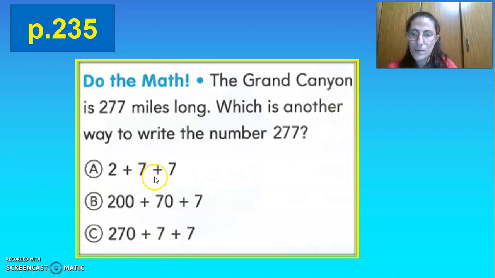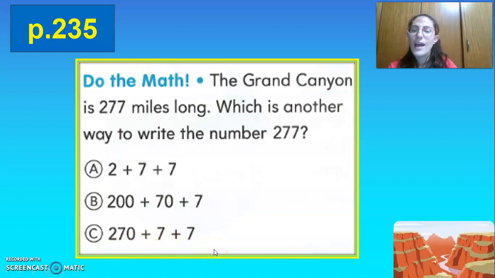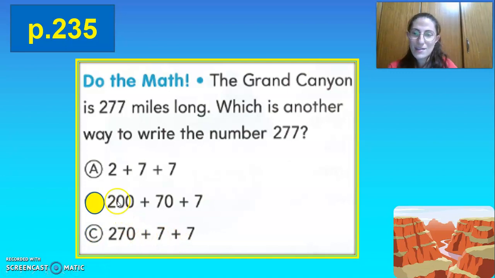Is it A, 2 plus 7 plus 7? B, 200 plus 70 plus 7? C, 270 plus 7 plus 7? Excellent, it is B, 200 plus 70 plus 7. As we said, it is 277. See how the river carved the way and made the canyon. See, it's becoming deeper and wider in the picture.